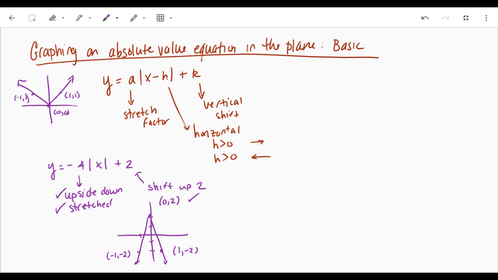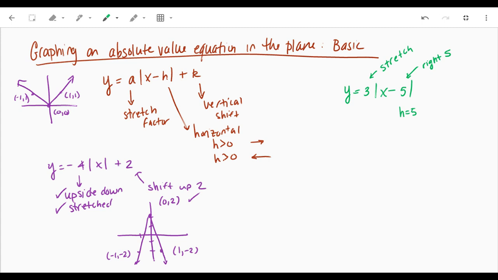we'll do another one here that has the horizontal shift. So this one is y equals 3 times absolute value of x minus 5. Okay, so it's still going to open up, but it's still stretched. And we have x minus 5, so h is 5. Okay, so h is positive. Remember, when it's associated with the x, it's the opposite of what you would think. So we're going to move it right 5.